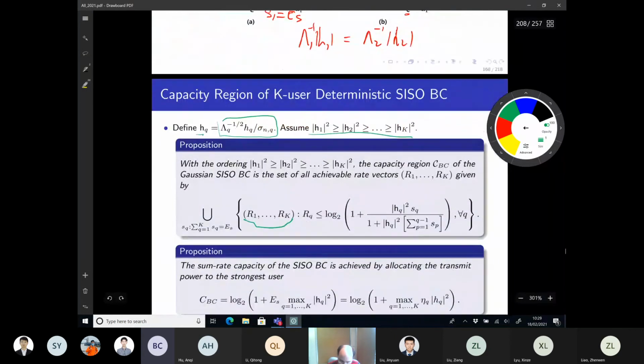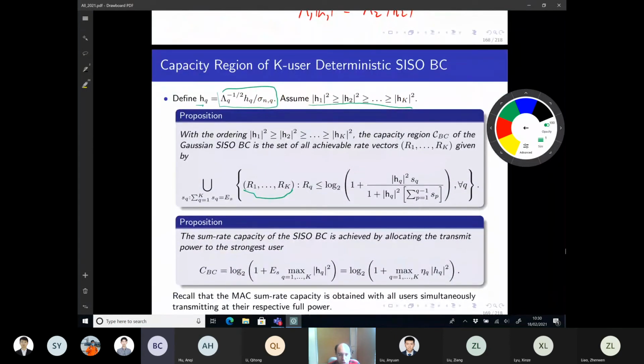Now, if you take user K, you will see interference from the K minus 1 strongest users, right? So if you have a user K here, you will see interference from all those users before. And the last user, the weakest one, will see interference from all the other users. Then you have a union over the sum of the power, which has to be equal to the total transmit power, right? So that's the same as what we had before. S1 plus S2 is equal to ES.